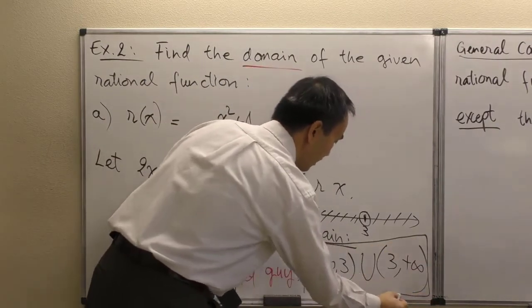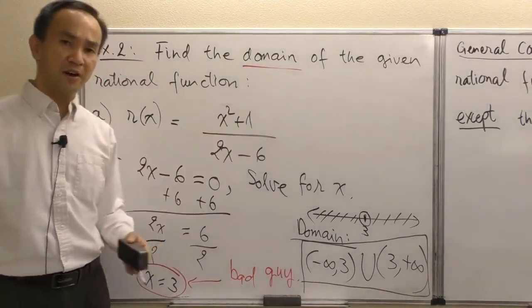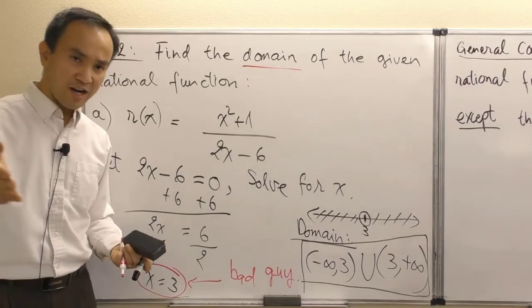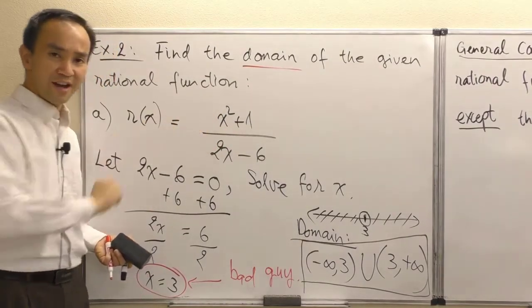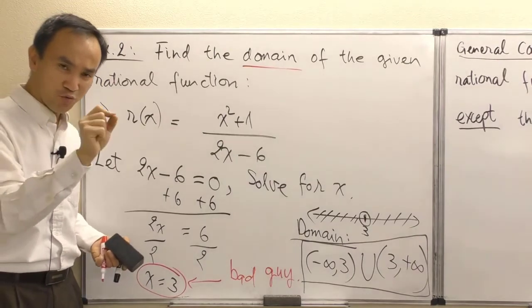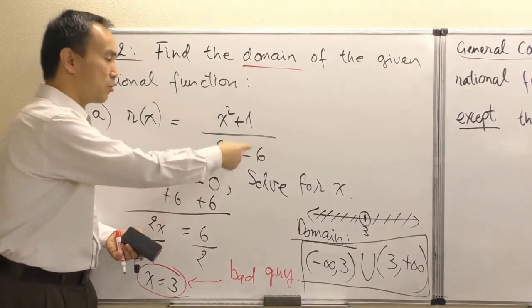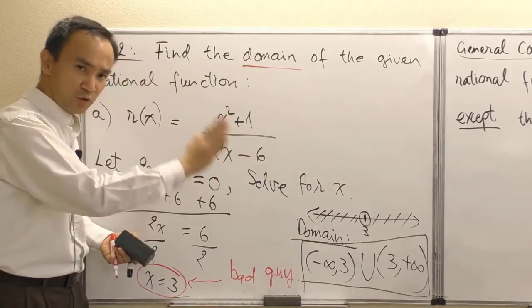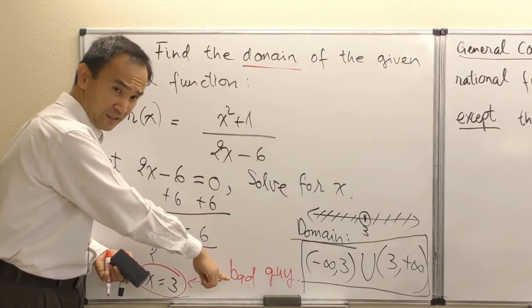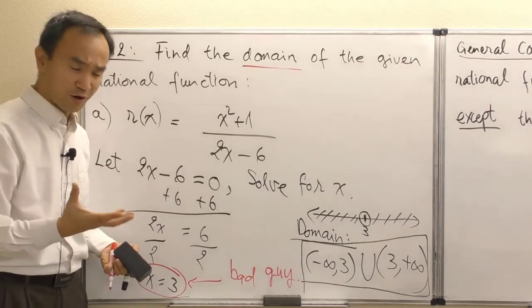That is now our final domain right here for this particular function. And so I would like to highlight again, nothing was done with the numerator at all. So the work to find the domain of any rational function entirely depends on the work of finding zeros of the denominator. And then once we found the zeros, the bad guys that cause the denominator to equal 0, that's why we call those the zeros.